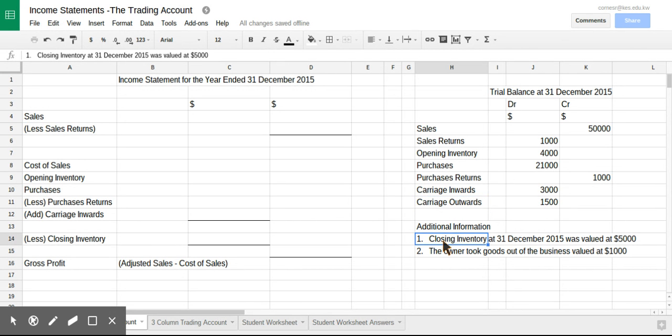Closing inventory, you'll always see that given outside the trial balance. That's because it's a bit of a strange figure, and it goes outside because it actually appears in both the income statement and the balance sheet. So it's never going to be in the trial balance. And I've put a really common exam question in here, which is the goods that are being taken out for the owner's own use.